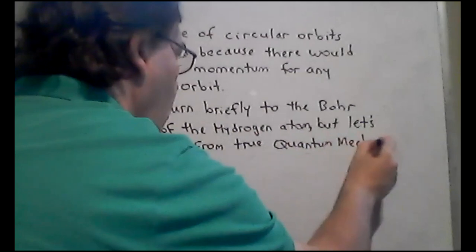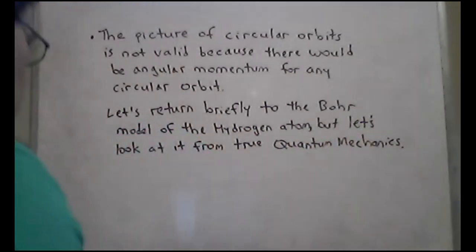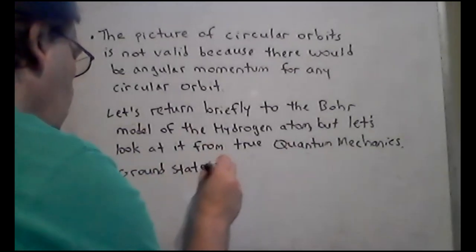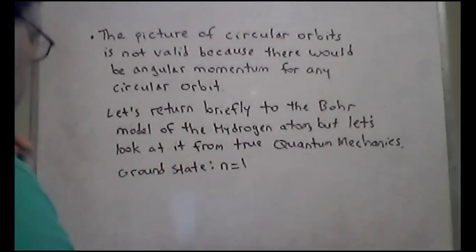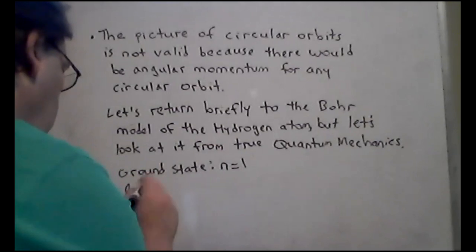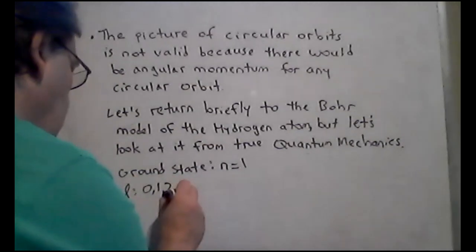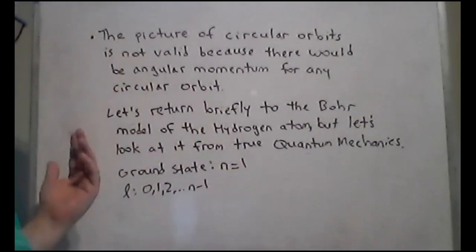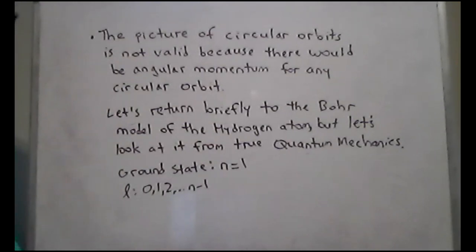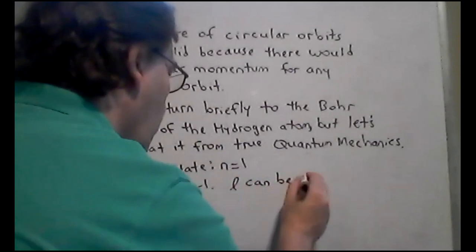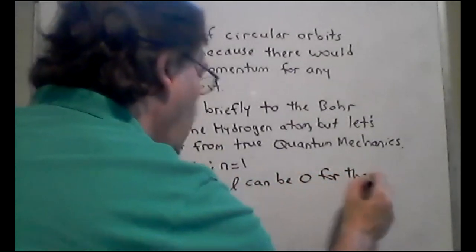All right. So ground state means what? N equals 1. Okay, well, let's see here. If n equals 1, what are the possible values of L? Remember what L can have the values of? It can have the values of 0, 1, 2, all the way to n minus 1. Oh, okay. N minus 1, what's that? 1 minus 1 is 0. That means the only value of L is 0. So L can only be 0 for the ground state of the hydrogen atom.